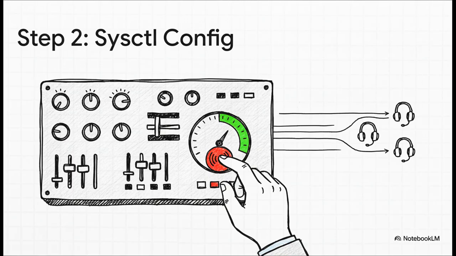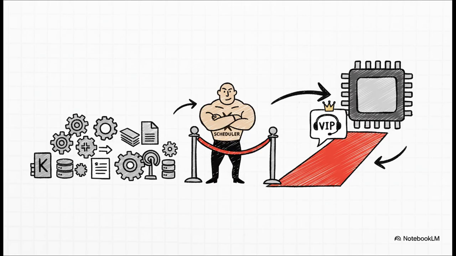Next up, Sysctl. Think of this as the master control panel for your kernel. It gives you direct access to all the important knobs and dials. For example, there's a setting called net.core.somaxconn. By increasing this, you're basically telling the system, hey, it's okay to handle a bigger line of incoming connections. This one little change can be a total game changer and stop calls from dropping when you get a sudden rush of traffic.